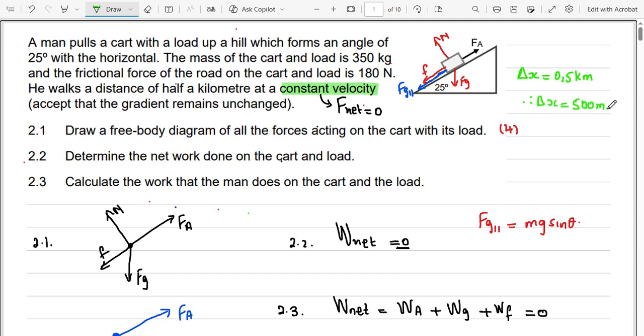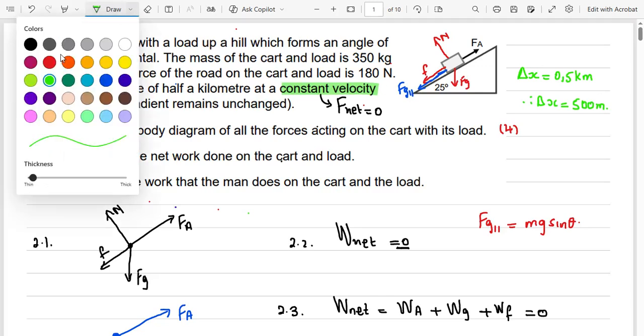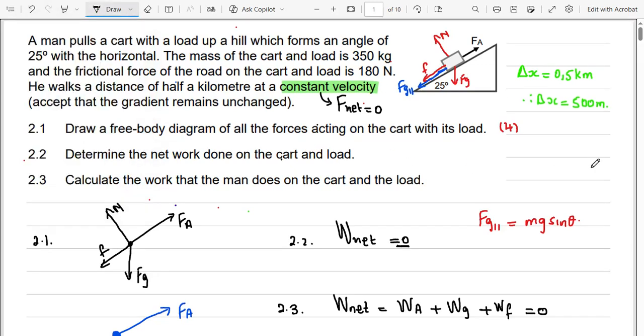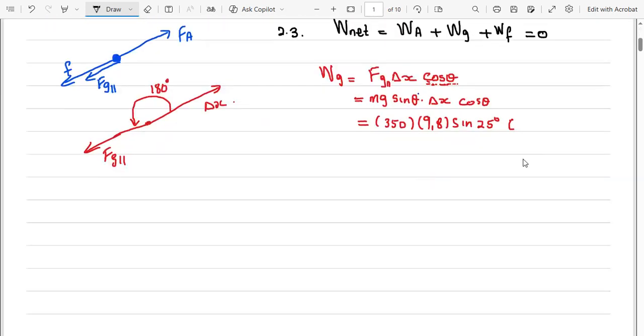So the displacement will be 500 meters. I'm very sorry about that. This is something that we were supposed to do first before we do anything, to convert that. I think one of the things that makes this question more interesting is that the displacement is given in kilometers. So you just have to know that half a kilometer, that's 0.5. Okay, so let's substitute that guy there.